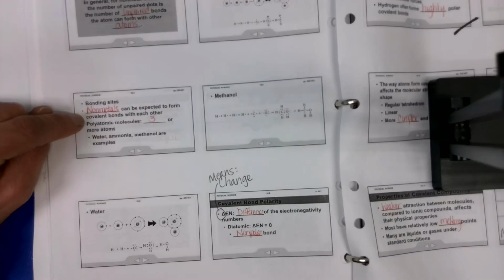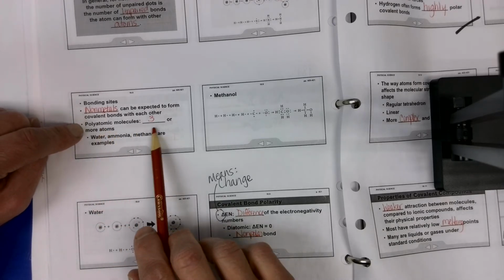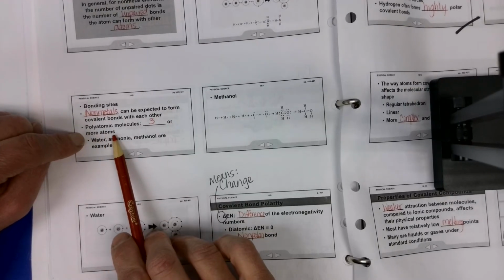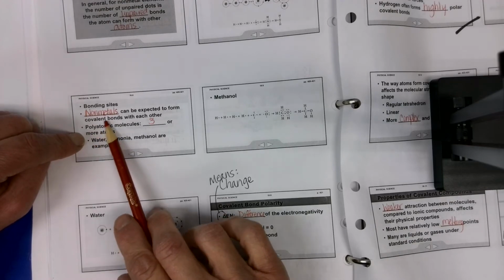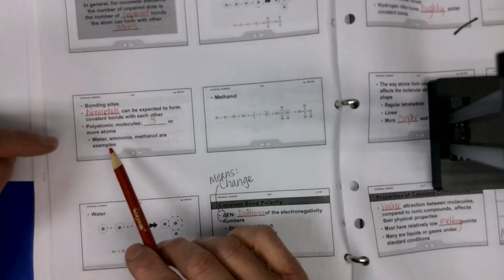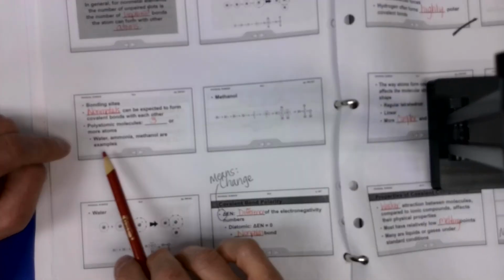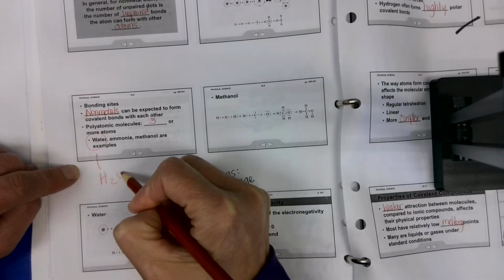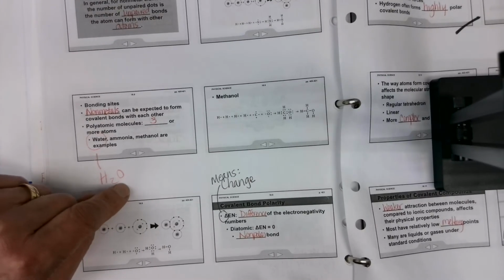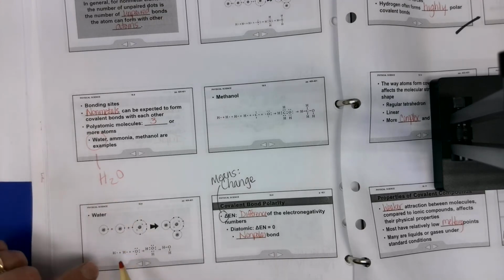Okay, bonding sites. Nonmetals can be expected to form covalent bonds with each other. An example would be a polyatomic molecule, 3 or more atoms that are bonding together and sharing electrons to form different materials like water, ammonia, methanol. Those would be examples, right? So water would be H2O. You have 2 atoms of hydrogen and 1 of oxygen that are bonding together to form water.